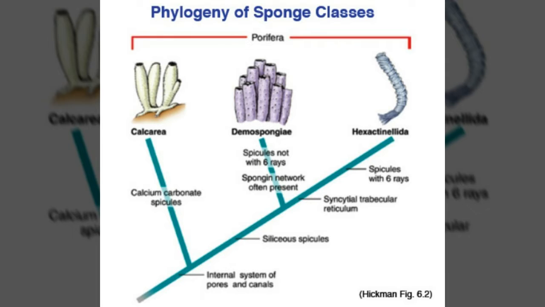And then finally, there's class Hexactinellida. They're made of silica, and they're also called glass sponges. They're made up of 4 to 6 silica-based spicules. Sorry, that was also alliteration. They're made of 4 to 6 silica-based spicules, and they have a glass-like appearance, hence the name glass sponges.